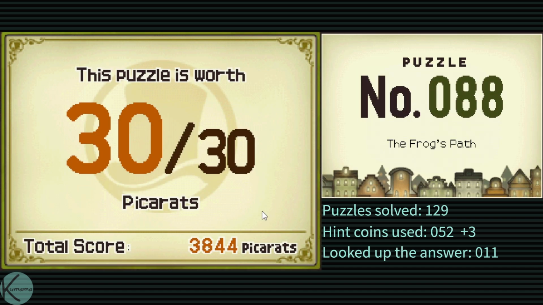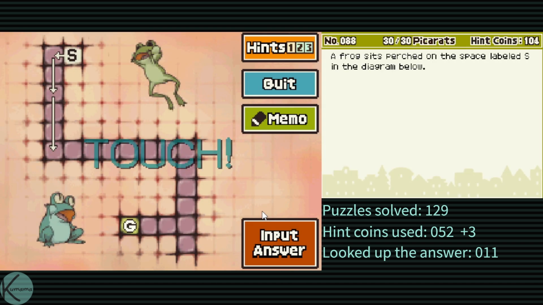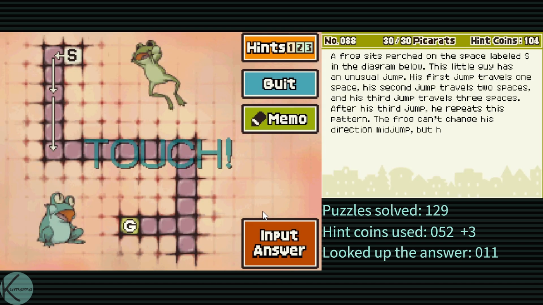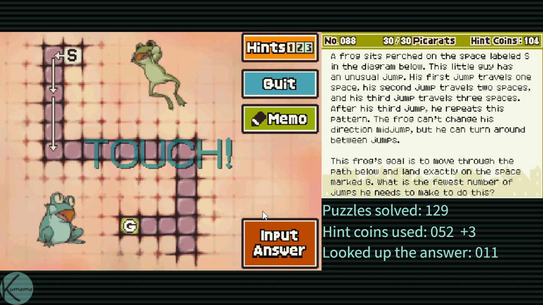Number 88, the frog's path. A frog sits perched on the space labeled S in the diagram below. This little guy has an unusual jump. His first jump travels 1 space, his second jump travels 2 spaces, and his third jump travels 3 spaces. After his third jump, he repeats this pattern. The frog can't change his direction mid-jump, but he can turn between jumps. This frog's goal is to move through the path below and land exactly on the space marked G. What is the fewest number of jumps he needs to make to do this?